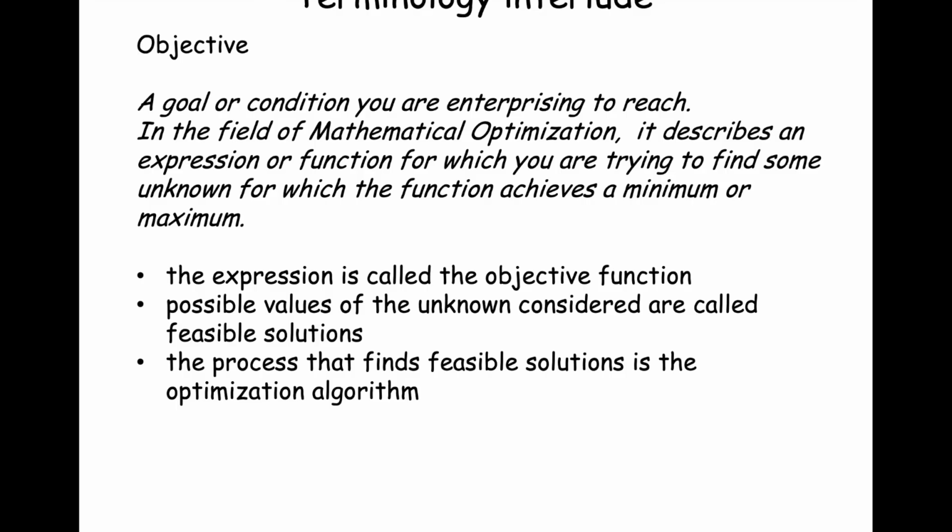And so before we continue on, let's have an interlude in our terminology. This is an optimization problem. We want to find the maximum of something. Now, the something that we find the maximum of, that's called the optimization objective, and that's formally a goal or condition that you're endeavoring to reach. Now, in mathematical optimization, it's an expression or function, and you're trying to find some unknown where the function achieves a minimum or maximum. So this expression that we have, that sum, is called the objective function, and the possible values of the unknown that we consider are called feasible solutions. And this process of finding the feasible solution is the optimization algorithm.